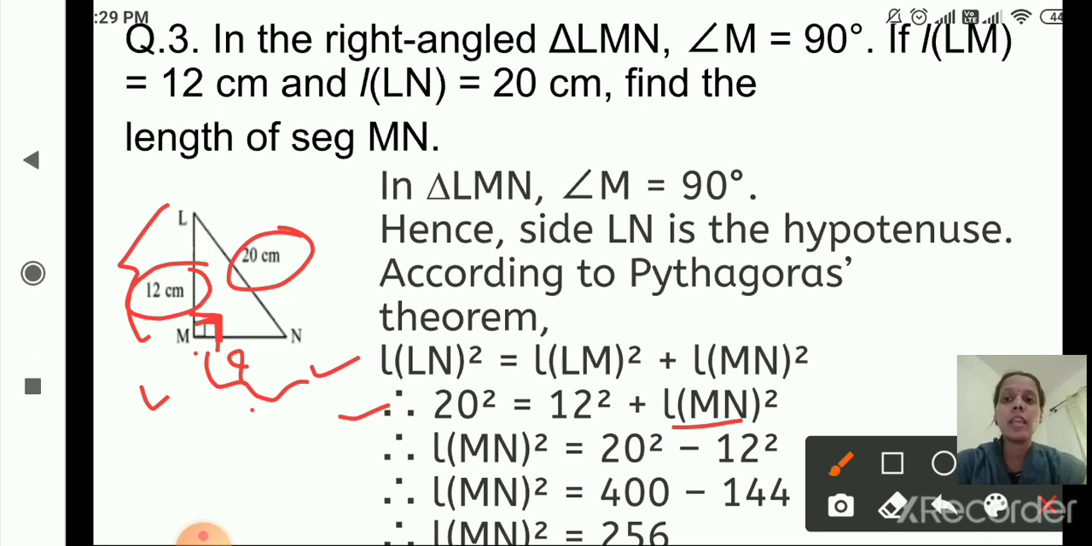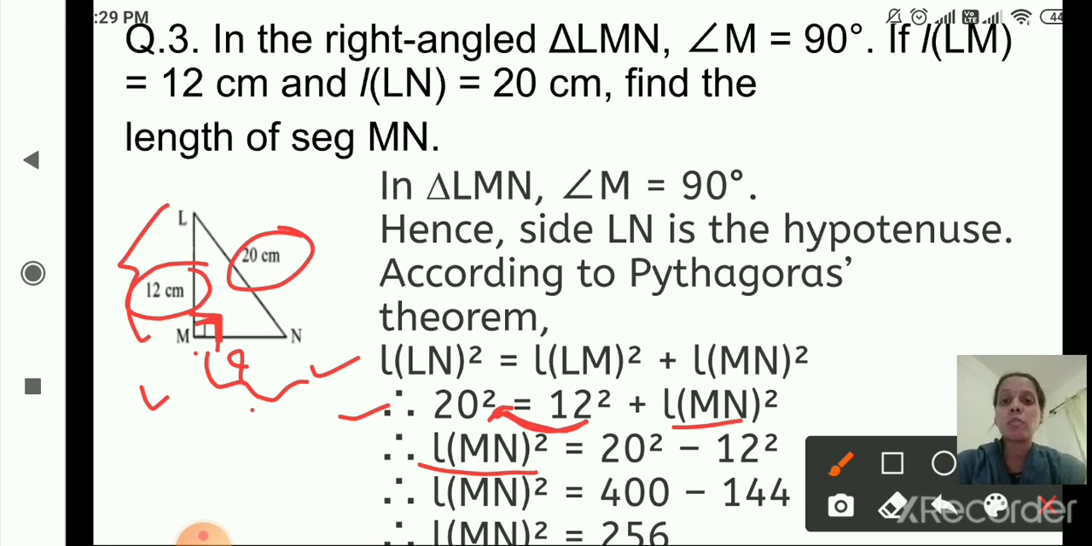Now MN we have to find out, so we'll write that as it is. Now this 12 square will go on this side, so it becomes minus, right? So what will we write down? Length of MN square is equal to 20 square minus 12 square, as we have to find the length of MN. This 12 goes on this side, so it becomes minus. So 20 square minus 12 square.